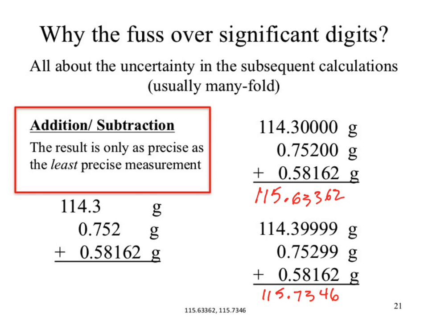So if we make the assumption that they're zeros, we get 115.63362. If they were 9s, we get 115.7346. Are those numbers the same? No, they are different. Okay? Where did they differ? The hundreds, tens, ones, tenths. That tenths place is where they've differed.